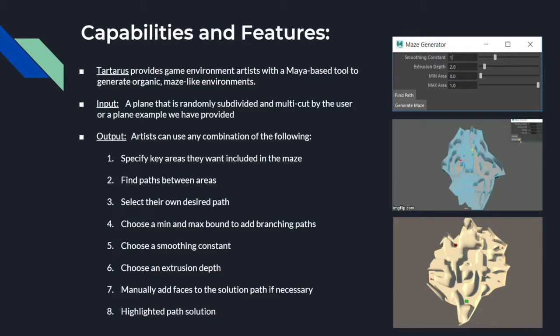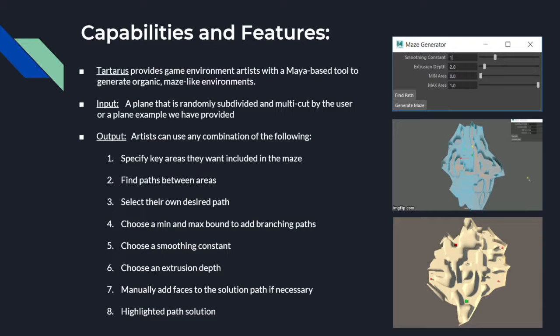If the user wishes to select additional areas for the floor, the user can select a minimum and maximum face area range. This will add faces between the selected face range to the maze floor. Given that this bounded algorithm can create inaccessible rooms, the user can manually select faces and add them to the solution path so that the player can access these rooms.